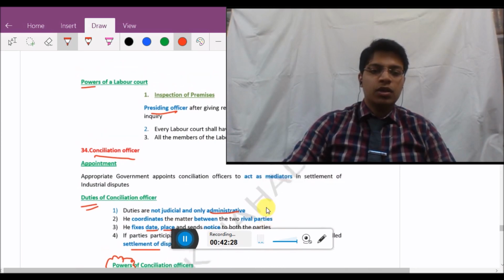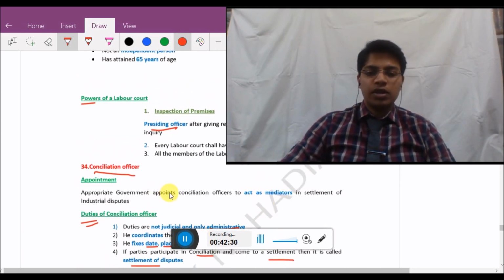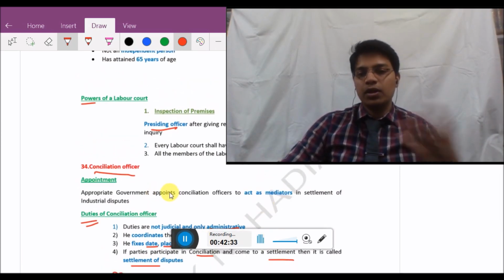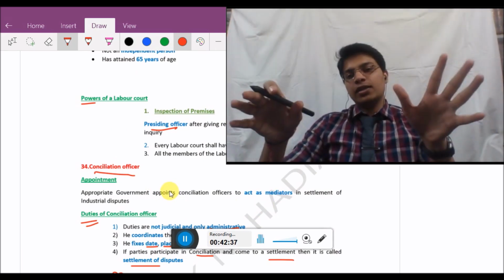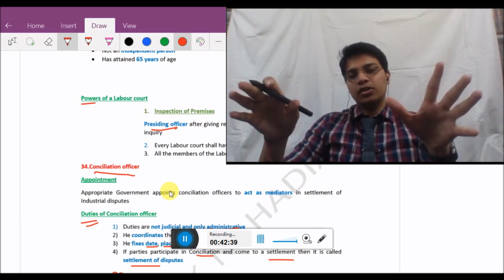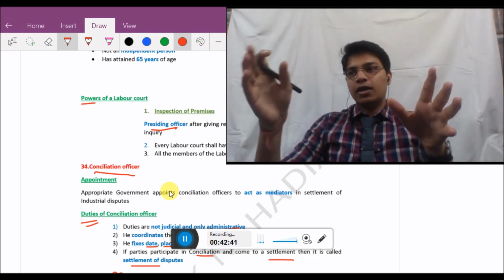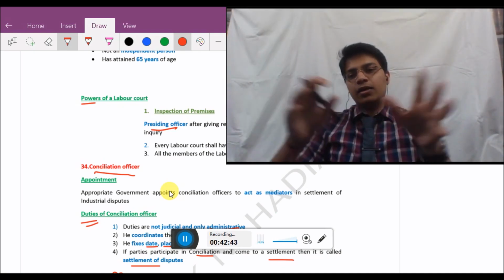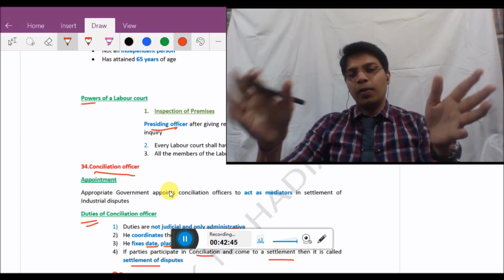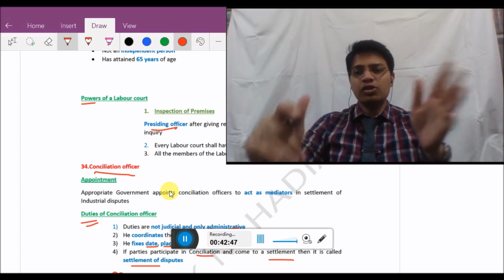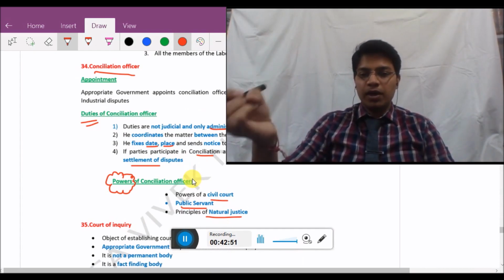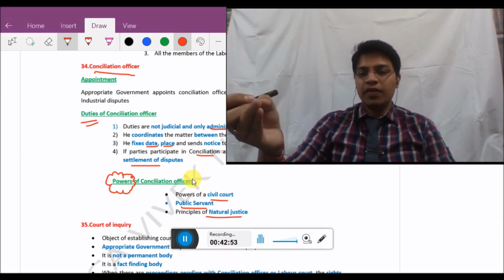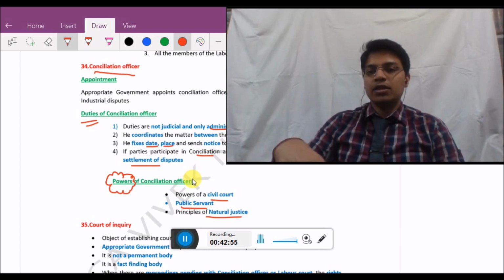Conciliation officer. Appropriate government appoints the conciliation officer and he will act as a mediator between the two rival parties. He does not exercise any judicial powers, he has only administrative powers. He fixes the date, time and place of the meeting and conducts a meeting between the two rival parties and tries to settle the dispute. What are his powers? He is a public servant, he has to follow the principles of natural justice and he exercises the powers of a civil court.